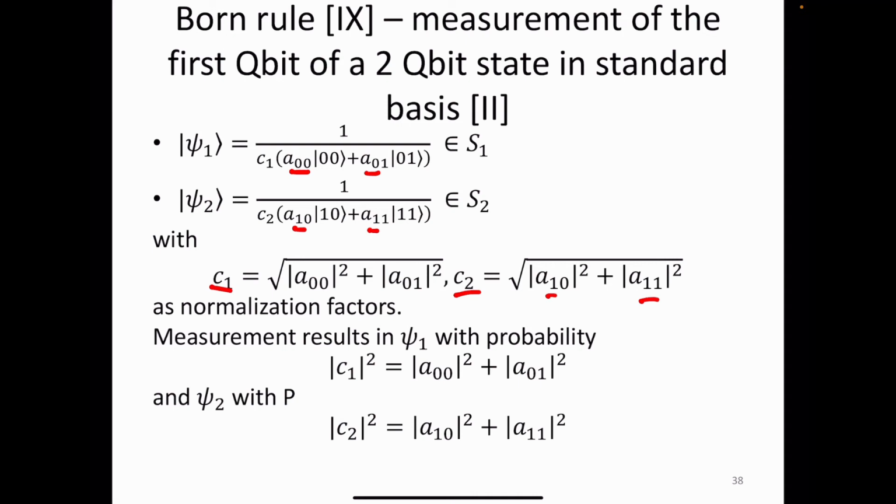So the measurement results in that state psi sub 1 with a probability, the squared normalization factor here, of C sub 1 squared, which is the squared probability amplitudes for the 0 states, and the squared probability amplitudes for the 1 states given by C sub 2 squared. So for measuring psi sub 2, okay?